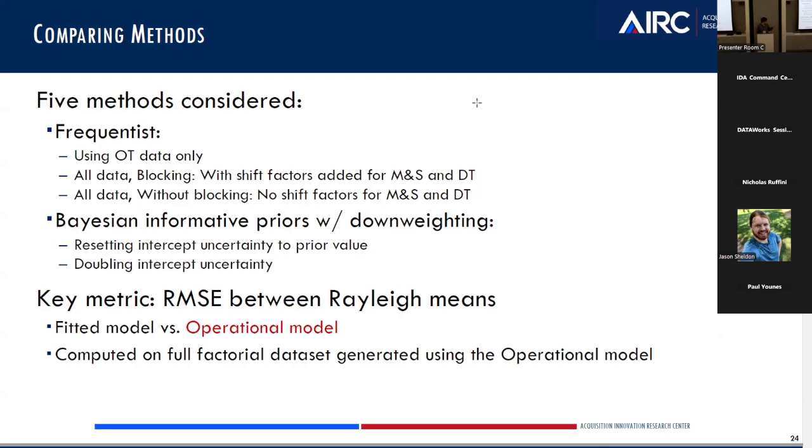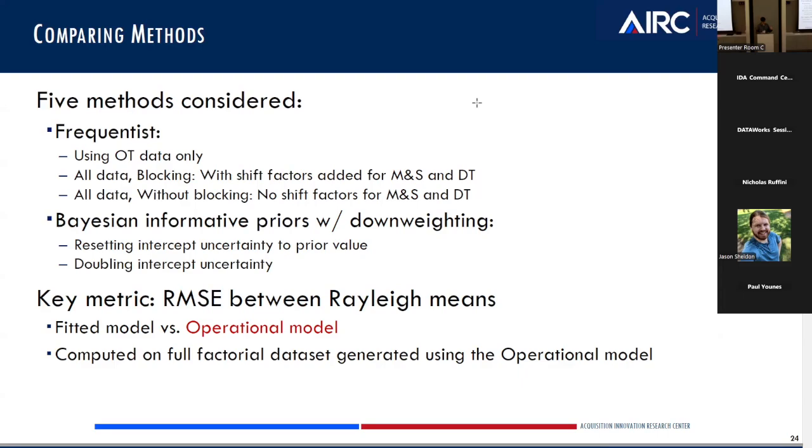The first 3 are frequentist. First is just a baseline. I'm going to do the traditional thing, which is to do my estimates from the OT data that we generated. And then I'm going to use the two integrated models that I talked about. One is with blocking, where the shift factor is added to represent the fact that DT and OT might be biased. And one is without blocking, where we just take all of the data from these three test phases, fit a single model to them, and treat them as equivalent.